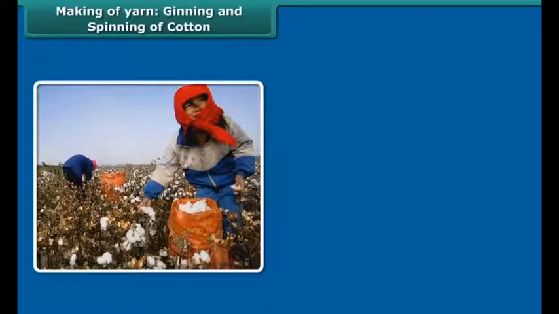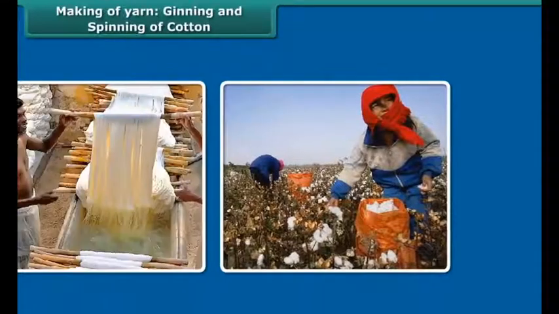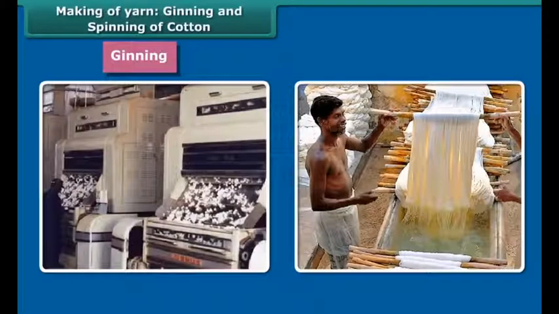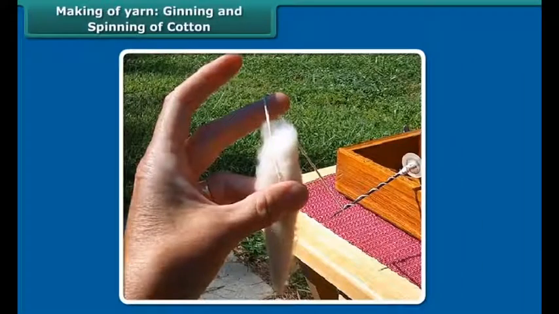Making of fabric from fiber. How is fabric made from fiber? First, yarn is made from fiber and then fabric from yarn. Making of yarn: ginning and spinning of cotton. Students, to make fiber, cotton is picked by hand from cotton balls and then fiber from the seeds is separated by combing. This is called ginning.